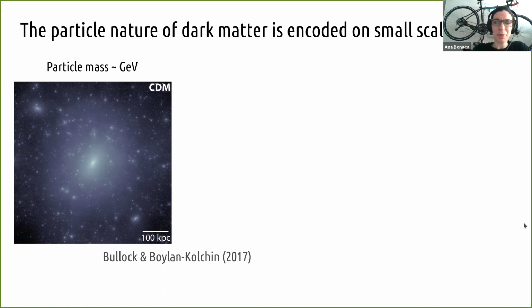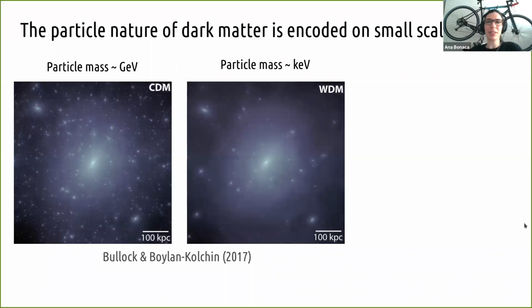However, if the particle mass is a little bit lower, something on the order of keV, this is the case of so-called warm dark matter. You can see that overall the structure of this halo is similar. This is by design because they use the same initial conditions in these two simulations. However, there are a lot fewer bound structures in the case of warm dark matter. So immediately here we see how measuring the lowest mass of the dark matter subhalo could distinguish between these two cases.